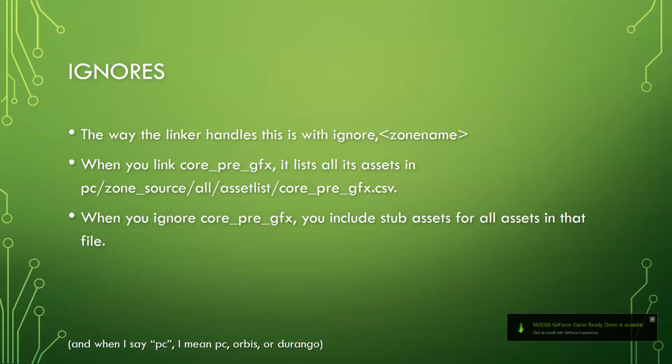And then when you ignore core PGFX in your fast file that's loaded later, the linker opens this CSV, gets that list of files, and then creates a stub version of anything in that list. So basically, as an engineer, you can think of a stub version of an asset as just a pointer to that original asset. An asset defines a bunch of values, like maybe some numerical values or some string values, and then it also points to other assets.